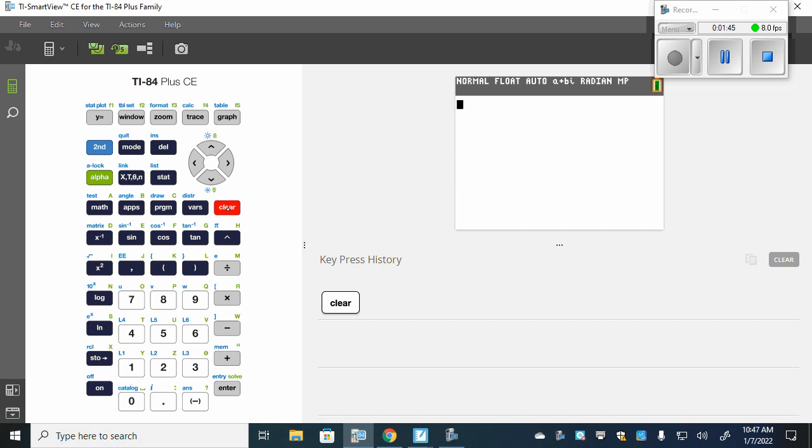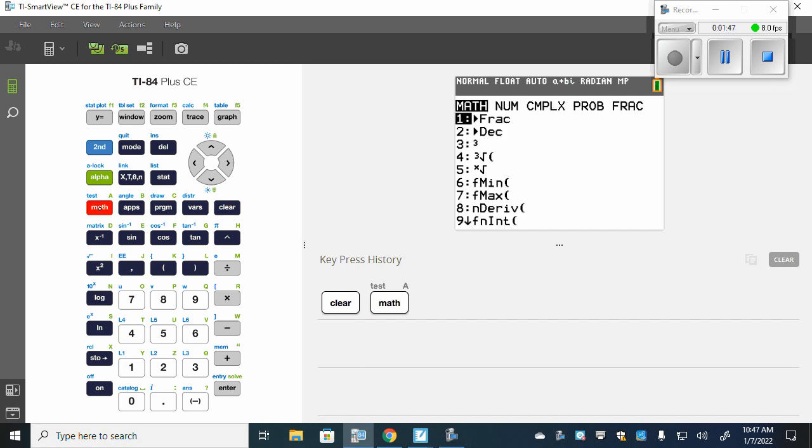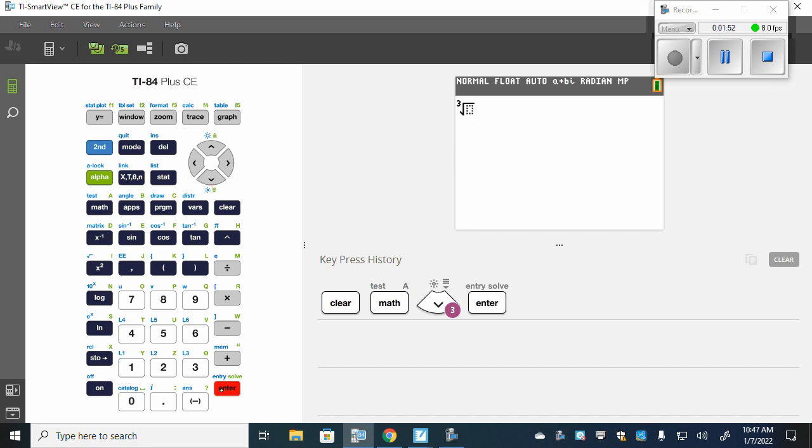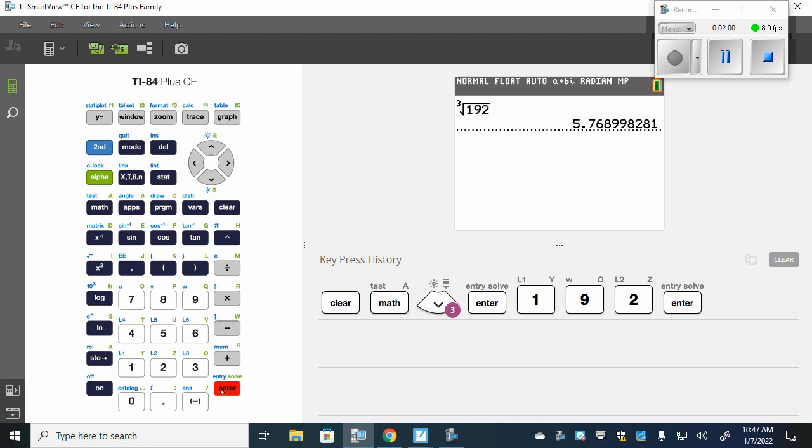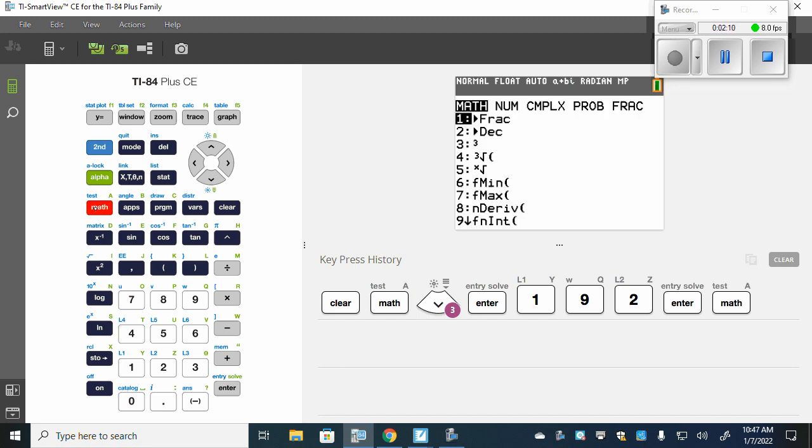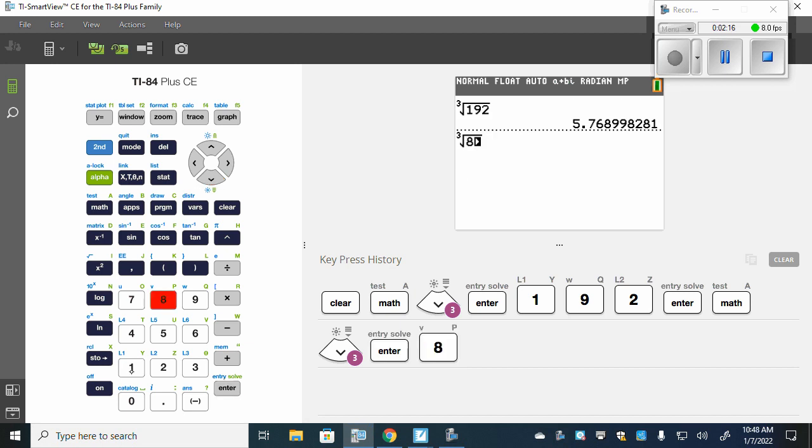So if we want to see what the cubed root of 192 is, we can go math, down to the cubed root, plug in 192 and hit enter. And we see that the cubed root of 192 is not a whole number, it's 5.7689 and continues on indefinitely. And if we look at the cubed root of 81, we see that it's 4.32. It's not a whole number either.